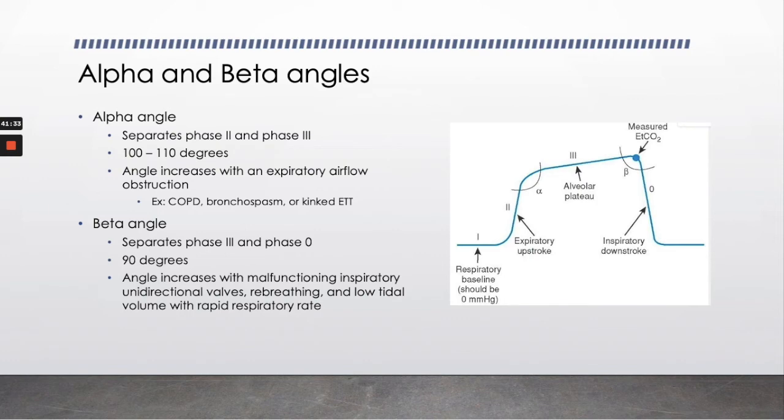So the angle will increase with an expiratory airflow obstruction, such as COPD, bronchospasm, or a kinked ET tube. And so when the angle widens, it becomes flattened, and you'll see a shark fin, which I'll show you. I know I keep saying shark fin, but that's just how I've remembered it for all this time. So as the alpha angle flattens out, it becomes pretty much a shark fin, essentially.